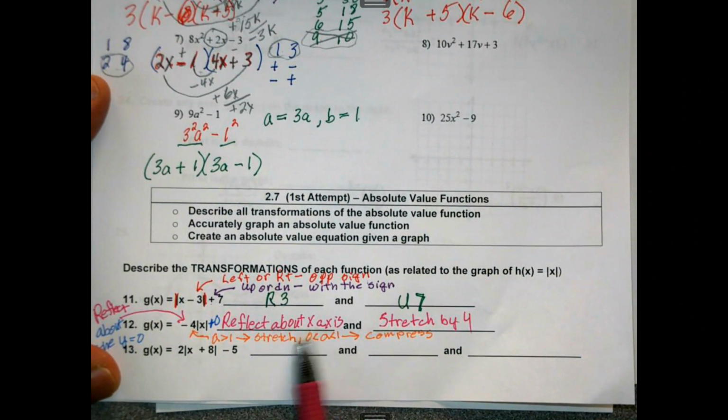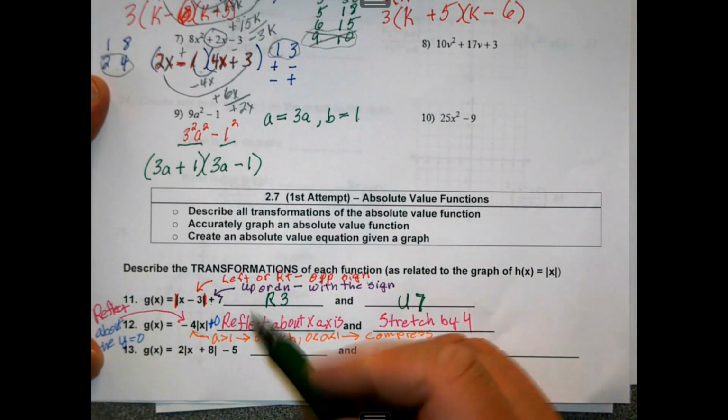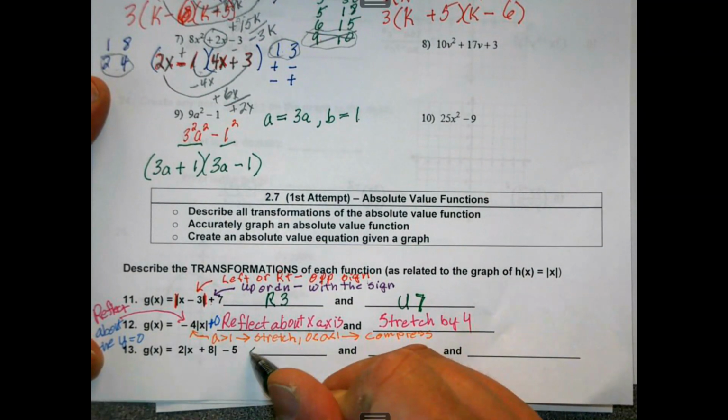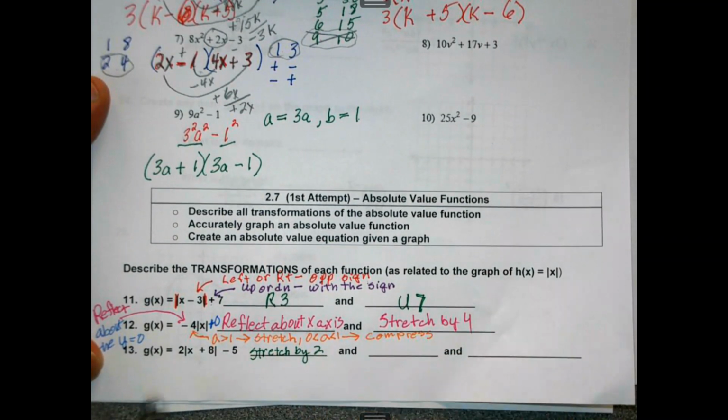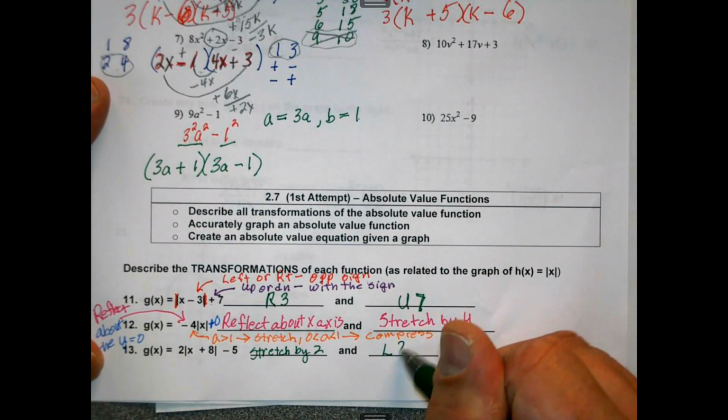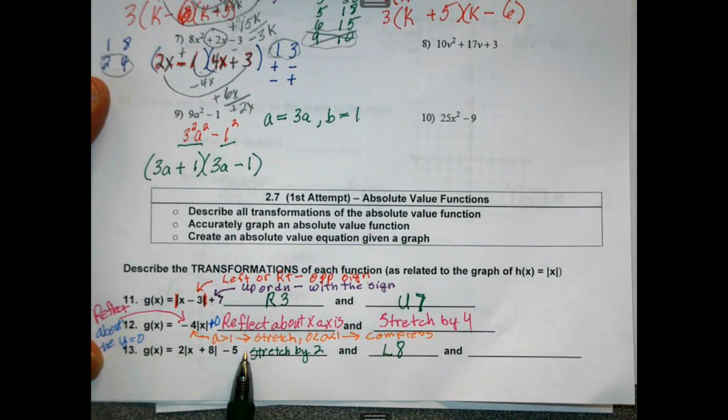So not only is it going to flip or reflect about the x-axis, it's going to stretch by 4. And number 13, we have 1, 2, 3 transformations, right? This is bigger than 1, so it's going to be stretched by 2. And then opposite inside the mathematical symbol, so it's opposite the sign, so it's going to be left 8. And then follow the sign outside the symbol, down 5.